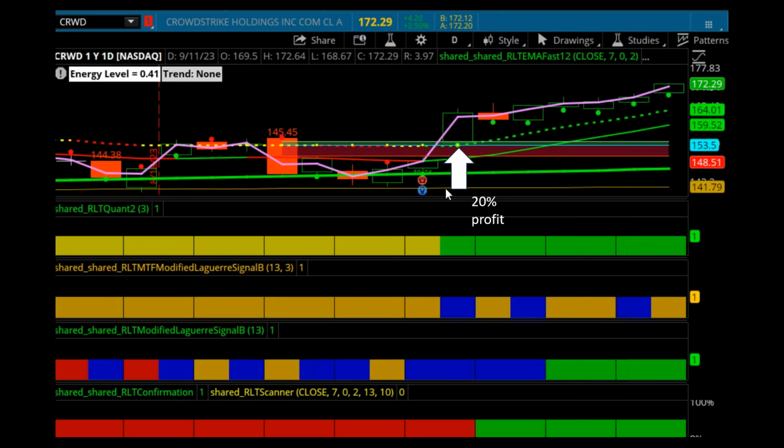This was Crowd. This was a nice one. Again, we're getting a little bit of chop here. See the different colors? But this was green or blue the whole way. So I was okay with this, especially when it broke out of dynamic compression. So I took it here. We just took 20%. Not a big trade, but a profitable trade.